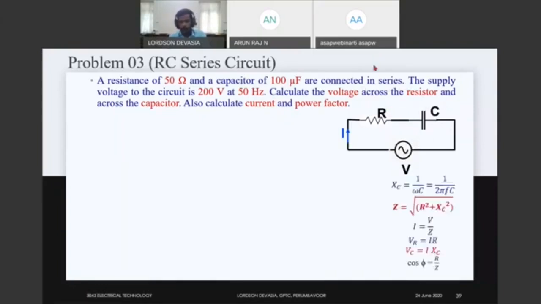So these are the basic expressions. Considering that circuit, here this is the voltage, resistance, and this is the capacitance.